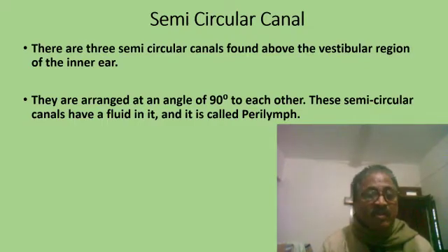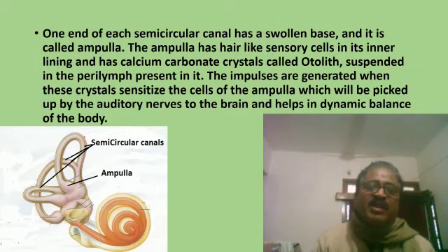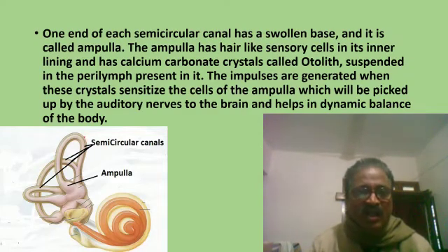Note down the name. Perilymph is the fluid that is found in the semicircular canal, and this fluid has the composition almost equal to that of the cerebrospinal fluid. One end of each semicircular canal has a swollen base and it is called ampulla.